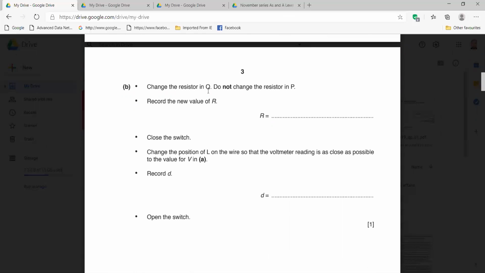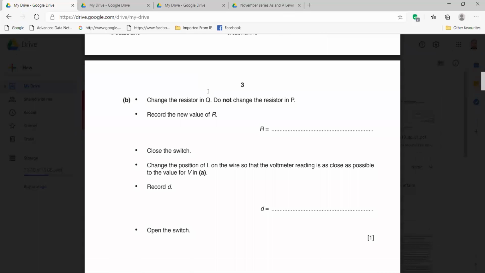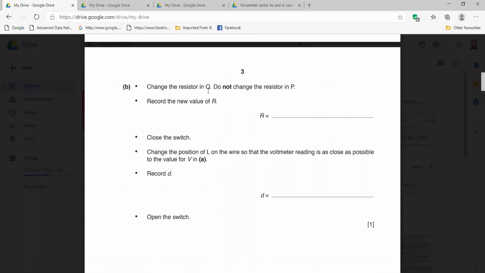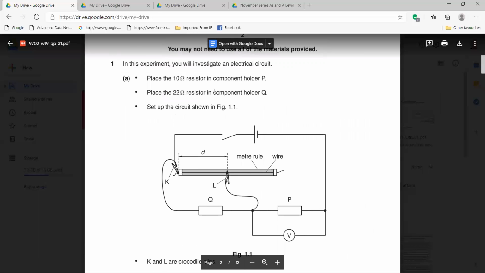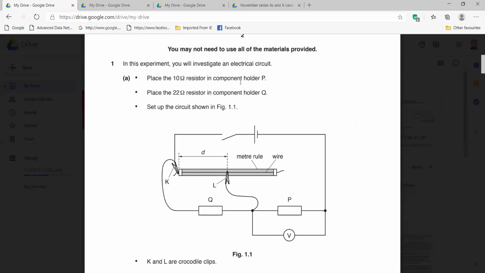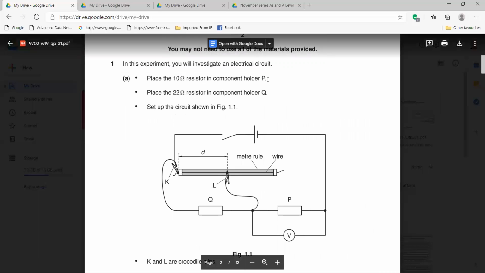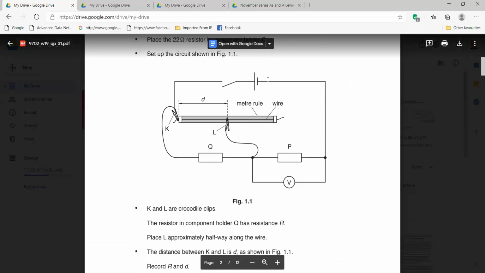Which one do we have to change? Q. Do not change the resistor in P. So P we gave 10 ohms, that will be fixed. At the beginning you see they said place a 10 ohm resistor in component holder P, that will be fixed. And the 22 ohms, we have to change this one.